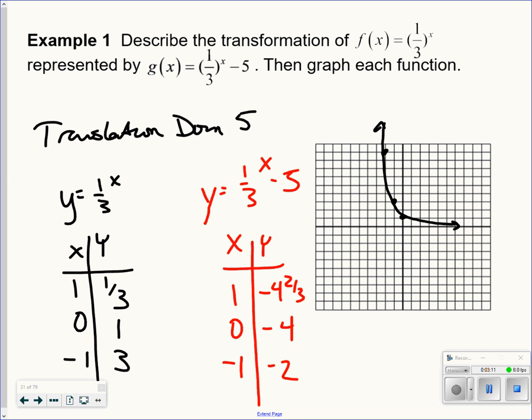But all that's happening on this is all of these points are going down 5. And so this is a situation that, and again, be careful here, there is an asymptote. And the asymptote is actually at -5. So instead of the asymptote being at 0, the asymptote is at -5.